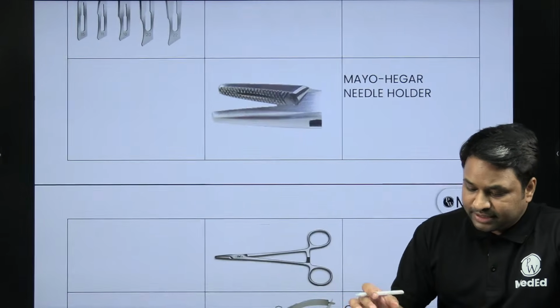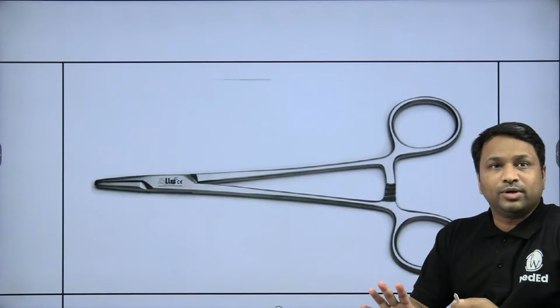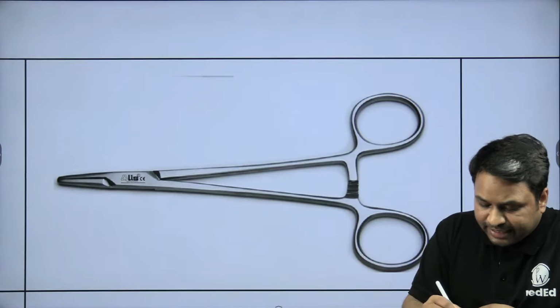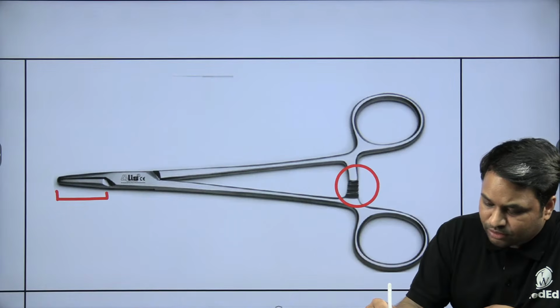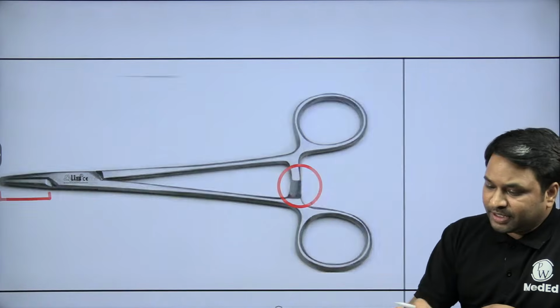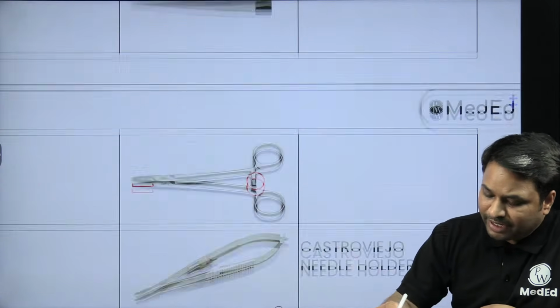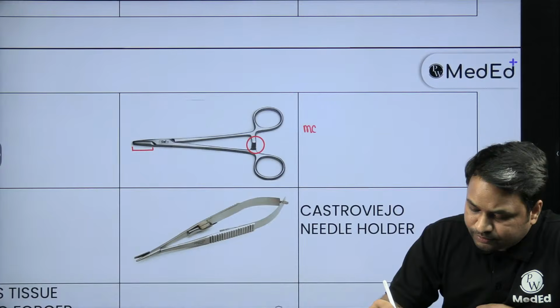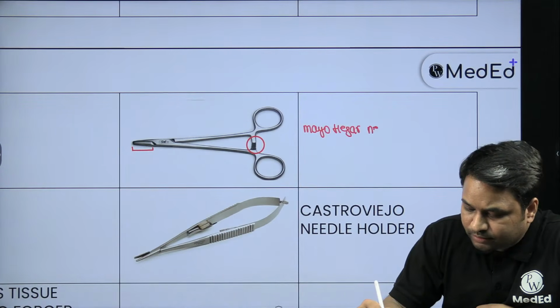Now this is the instrument which is important. This instrument is a needle holder. What is the name of this needle holder? See, a needle holder will have a smaller jaw, and there will be the presence of a ratchet, right? Small jaw, ratchet is present. This is what we call the Mayo-Hegar needle holder.